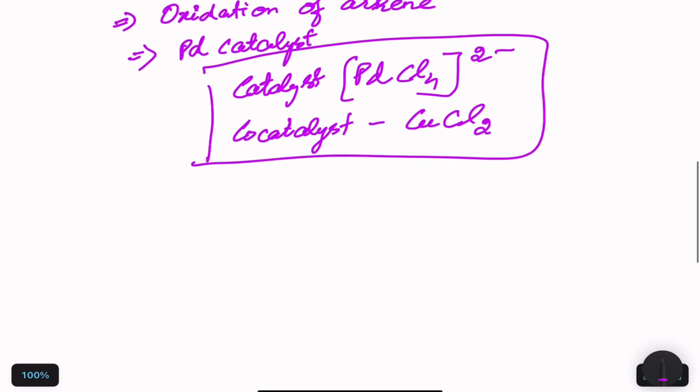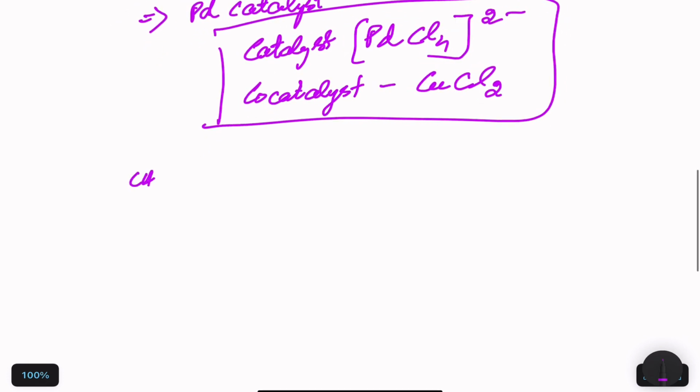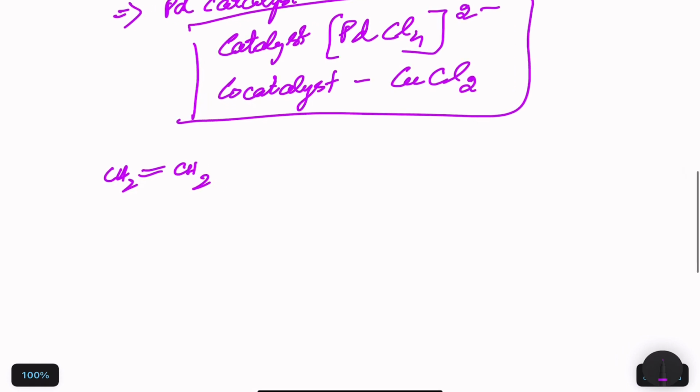Okay. So here mainly a few different reactions are happening. Let's see that in a simple way, and then we will move on to the mechanism. So firstly consider an alkene, CH2=CH2. I am considering a simple alkene, ethene. Now here what will be present? The palladium catalyst will be present, and then this co-catalyst will be present.